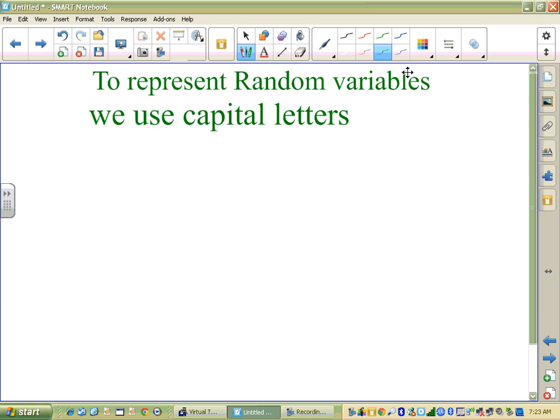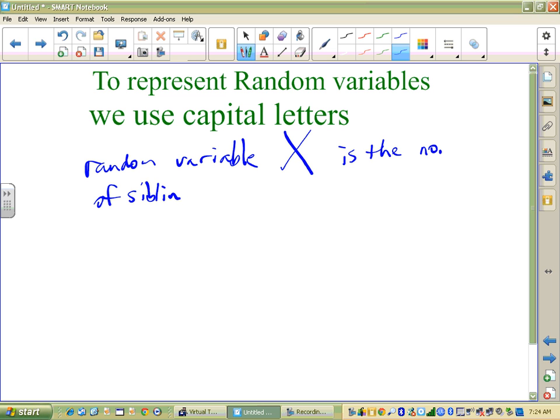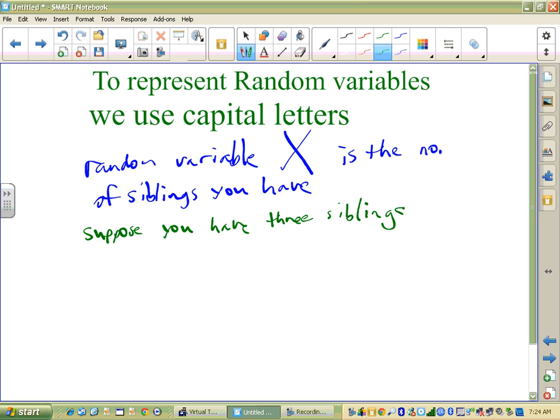Some people have siblings, some people don't. So let's suppose, for instance, that our random variable denoted by capital X is the number of siblings you have. Okay, so the notation that they use is kind of weird. Let's suppose you have 3 siblings. Suppose you have 3 siblings.